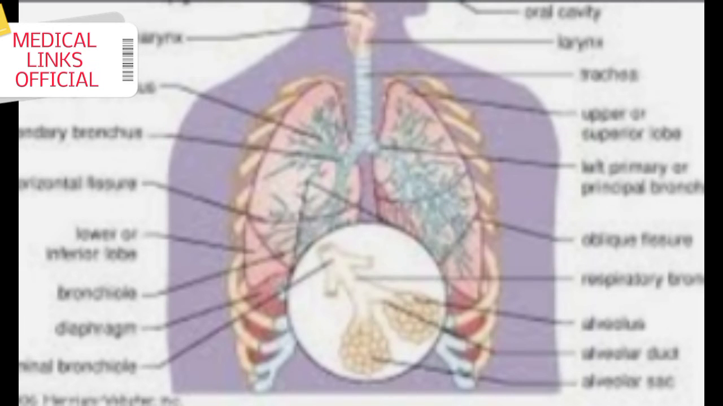Bronchioles divide into alveoli. Millions of alveoli are present in the lungs, in close contact with the capillaries, where blood comes into almost direct contact with air.